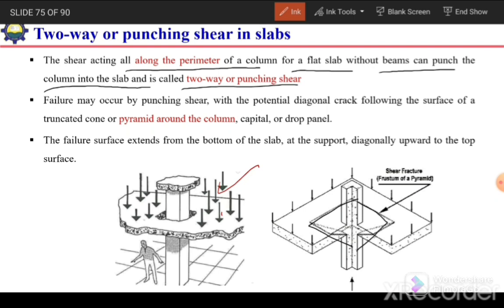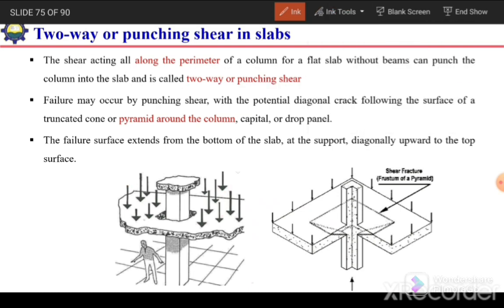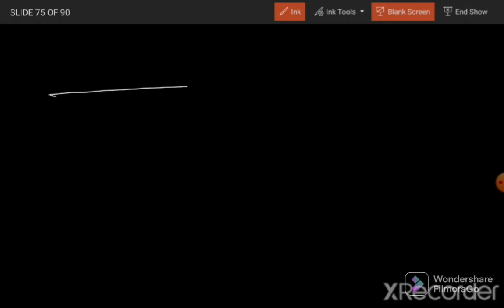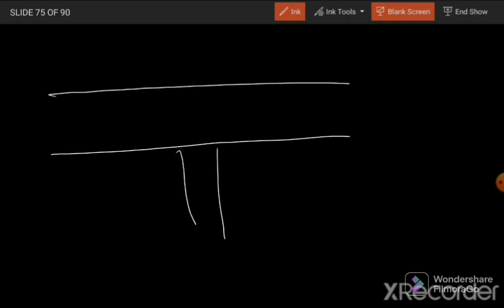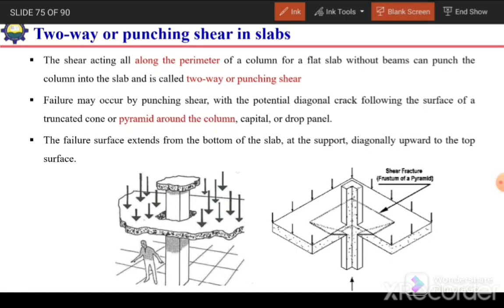In case of punching shear, a pyramid type shape is separated out of the slab because of the diagonal cracks. If we see, it will be like this. Here we have a support, so a diagonal crack will appear in this direction as well as in this direction. So this much portion, a pyramid type portion, will be separated out of this slab. The failure surface extends from bottom of slab at the support diagonally upward to the top surface. So the crack will start from here and extend in upward direction at about 45 degree angle.